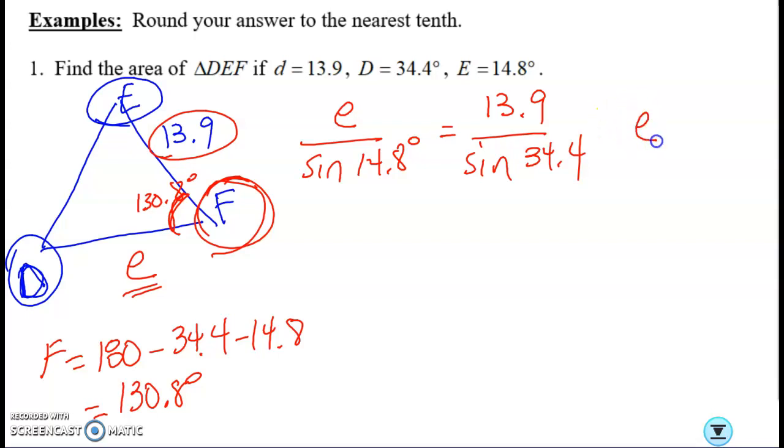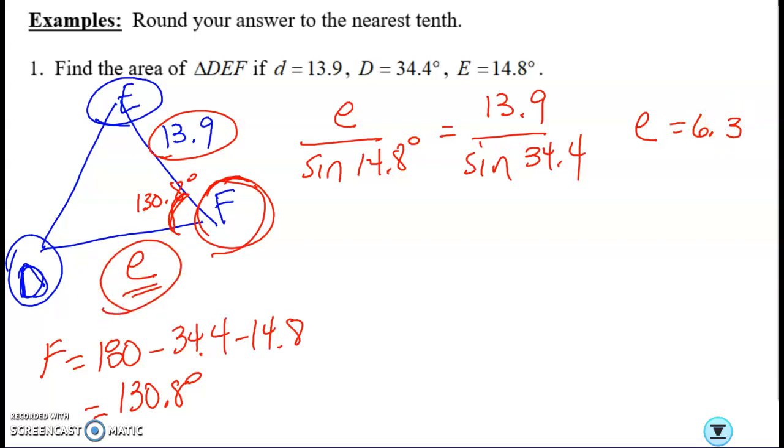Maybe I didn't find E. I found something different. Should have looked at my notes a little bit better. Okay, let's see. 13.9 times the sine of 14.8, and we're going to divide that by the sine of 34.4, and so E should equal 6.3. So now we have our side angle side.